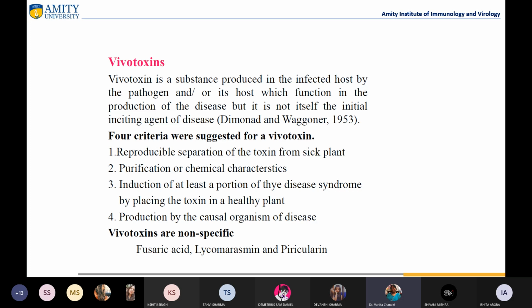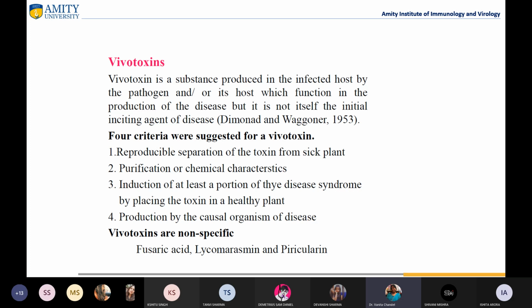It can be produced in a particular plant as a result of the disease, but in itself it is not initiating the disease. It is not a factor in initiating a particular disease. Then they say there are 4 criteria which are suggested for vivotoxins. First, a reproducible separation of a toxin from a sick plant. We can isolate it, we can purify it, or we can study its chemical characteristics.